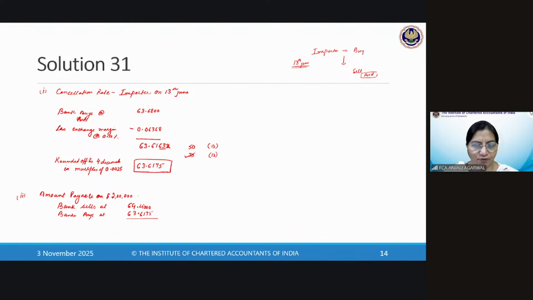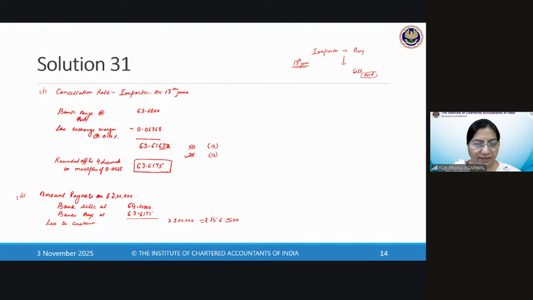Okay, 64.40 minus 63.6175. So the loss is 0.7825 multiplied by 200,000. So the amount payable by the customer is whatever figure comes here, multiplied by 200,000: 156,500 rupees. Okay? Clear? Second part? Clear, ma'am.